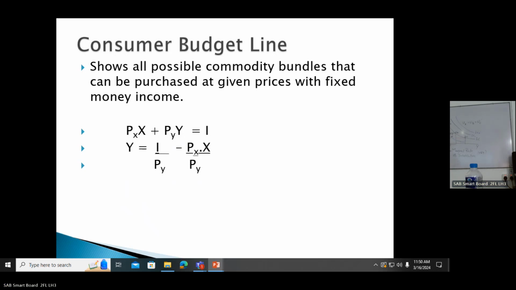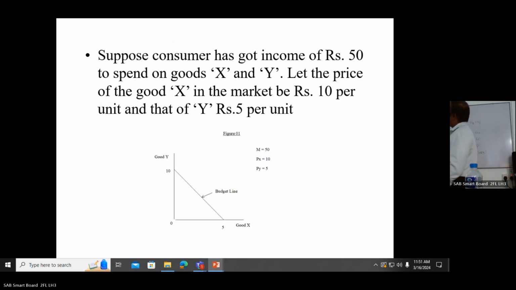So that is the equation for the budget line. We can express it in terms of y or in terms of x, either one, no problem. Here we take y in terms of x: y equals I over Py minus the price ratio into x. Now we can take the budget line.